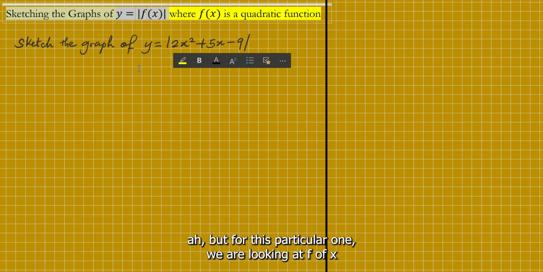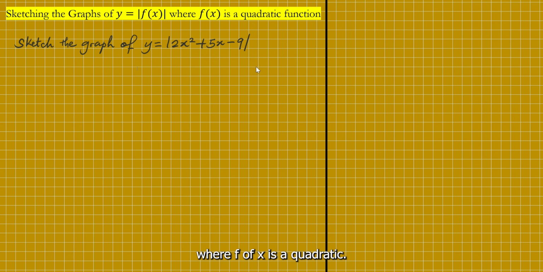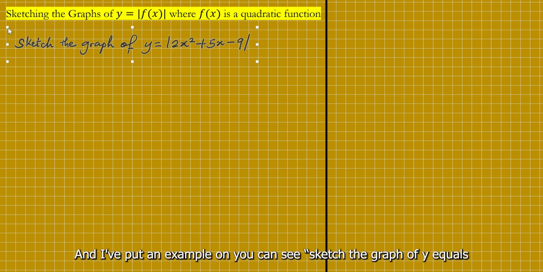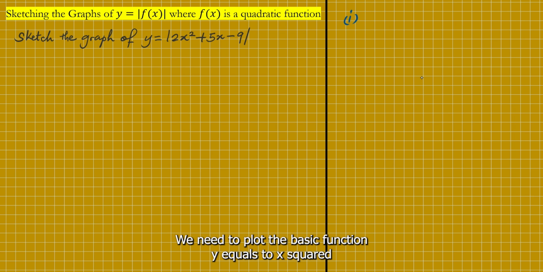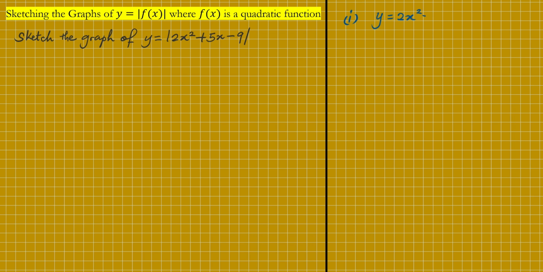But for this particular one, we are looking at f of x where f of x is a quadratic, and I've put an example on. So you can see, sketch the graph of y equals the modulus of 2x squared plus 5x minus 9. So take a look at some steps that we should tread. The first one will be to plot the basic function y equals 2x squared plus 5x minus 9.